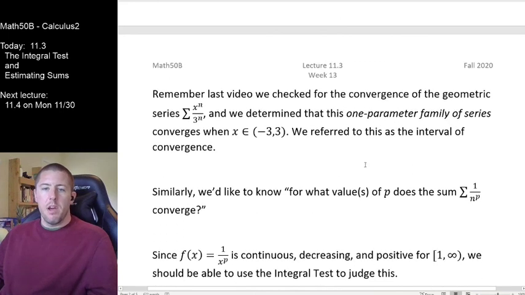Remember in our last video, we checked in on this convergence of a geometric series. I think this is our last example in the previous video. We asked, does this converge or diverge? What values of x cause this to converge? If so, what does it converge to?